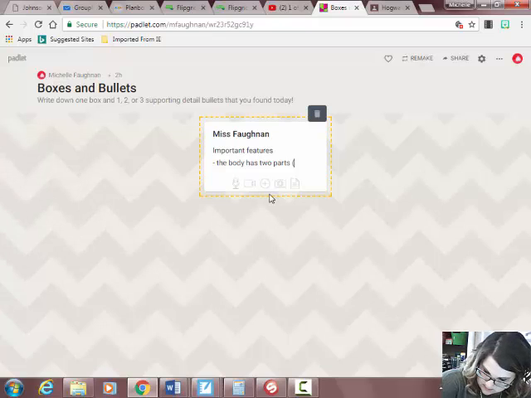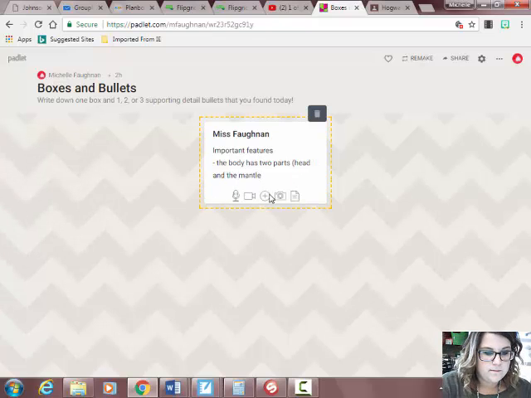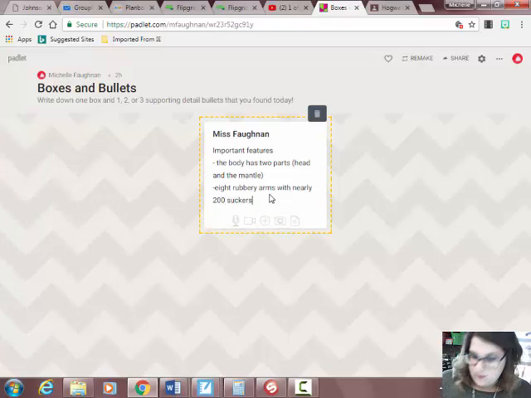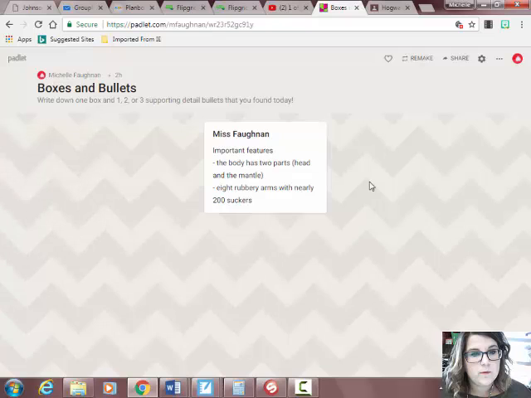And it said the head and the mantle. I'll put a second bullet here. It said it has 8 rubbery arms with nearly 200 suckers. So I'm going to stick with 2. You can write 1, 2, or 3 boxes and bullets into your reading response. When you're done, you click on the outside and you'll be able to see everybody's responses as they come in. Go ahead and read.